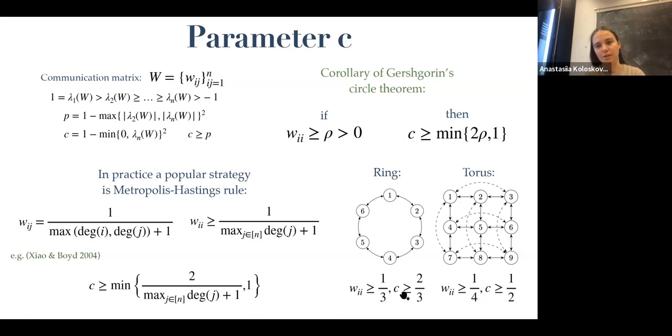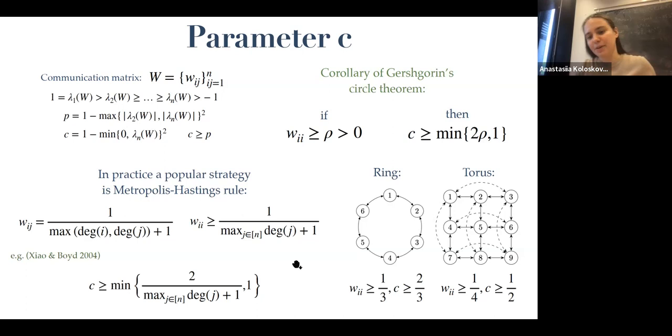So it does not depend on the number of nodes. Also, if you don't have a regular graph, one of the popular strategies to set the weights is the Metropolis-Hastings rule, where your diagonal elements would be bounded by the maximum degree within your graph. This way you also bound this constant c. Okay, but of course there are some graphs where c is not bounded, yeah.